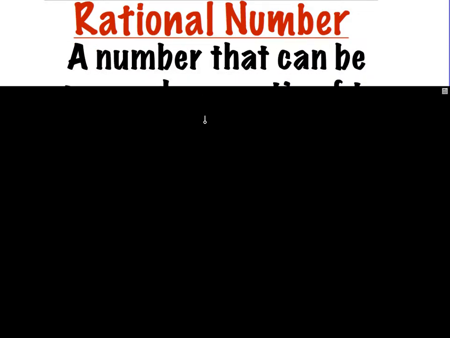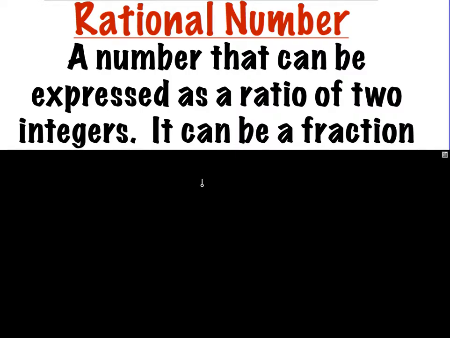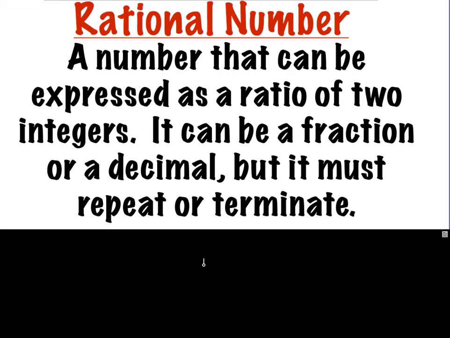So first and foremost, we have to determine what a rational number is. A rational number is a number that can be expressed as a ratio of two integers. Okay, it can be a fraction or a decimal, but it must repeat or terminate. We'll talk more about the repeating and terminating later, but basically a rational number, so integers couldn't have fractions or decimals. Okay, rational numbers can. So it doesn't mean they have to, but they can.